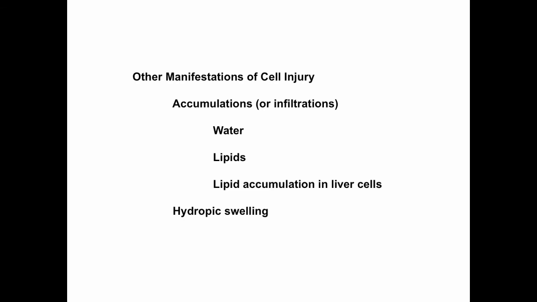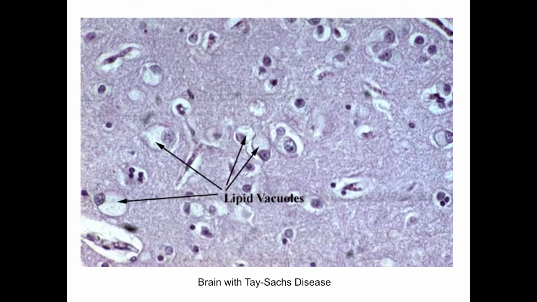So let's look at an example of this. Here we've got an image of brain tissue of an individual with a disease called Tay-Sachs disease. In Tay-Sachs disease, people have a deficiency in a very specific enzyme that breaks down lipids. As a result, what the arrows are pointing to are these vacuoles of lipids inside of the neuronal cells in the brain.